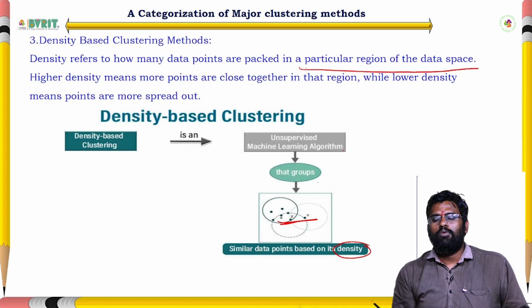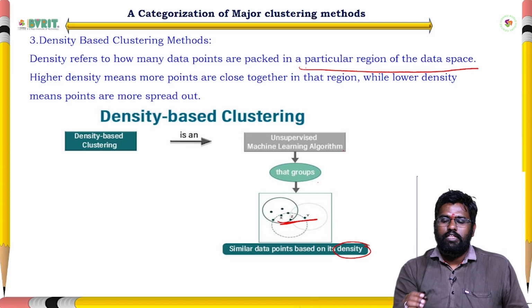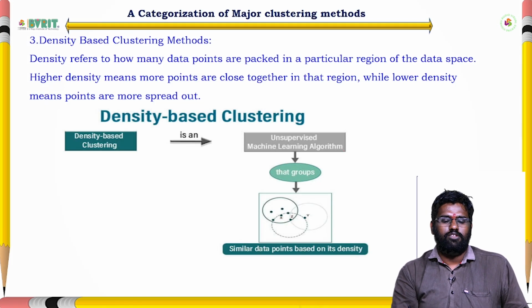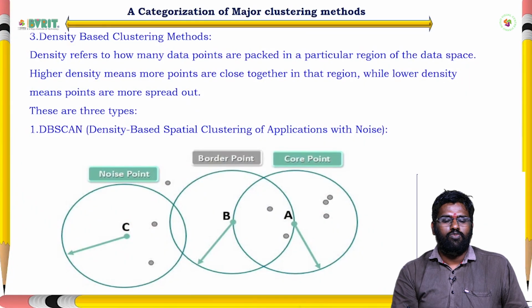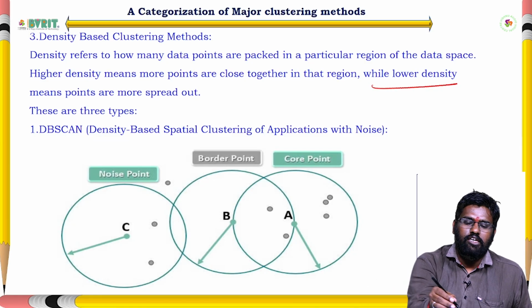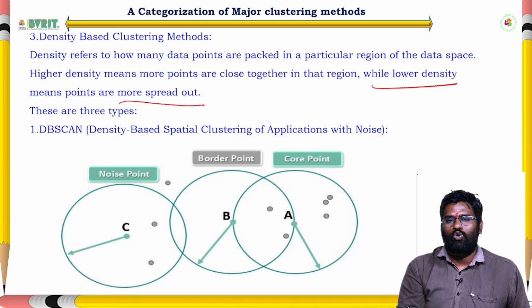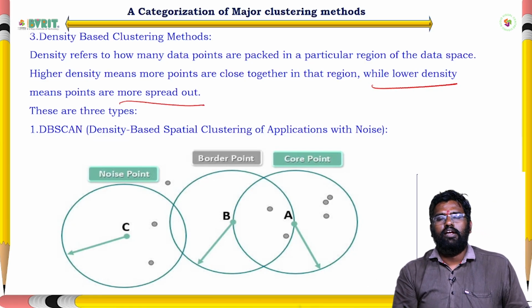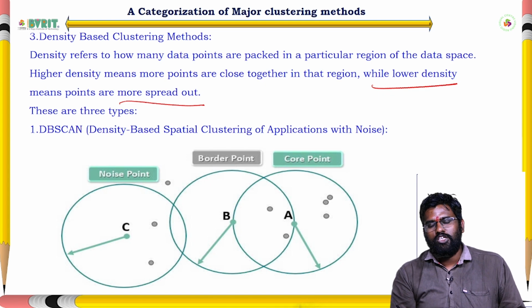Now I will show you examples one by one, and you will understand the density based methods. The first density based clustering method is DBSCAN. In this, lower density means points are more spread out. DBSCAN stands for Density Based Spatial Clustering of Applications with Noise. That is called the DBSCAN algorithm.